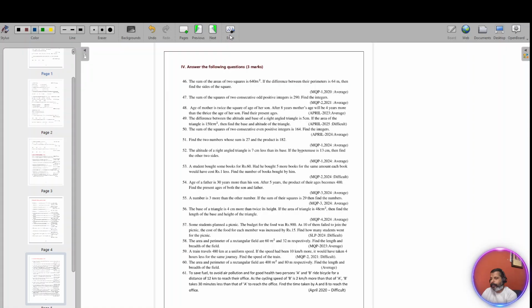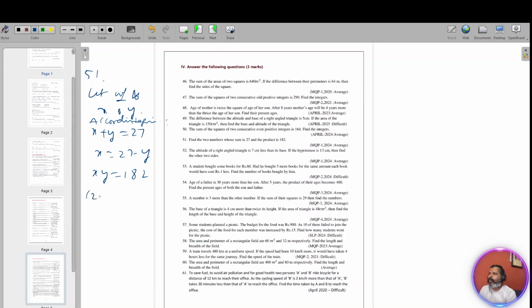Find the two numbers whose sum is 27, product is 182. Let the numbers be x and y. Therefore, according to the given, sum of two numbers is 27. Then I say x is 27 minus y. Product is 182. Instead of x, you put 27 minus y, times y equal to 182. So open the bracket, 27y minus y square is equal to 182.